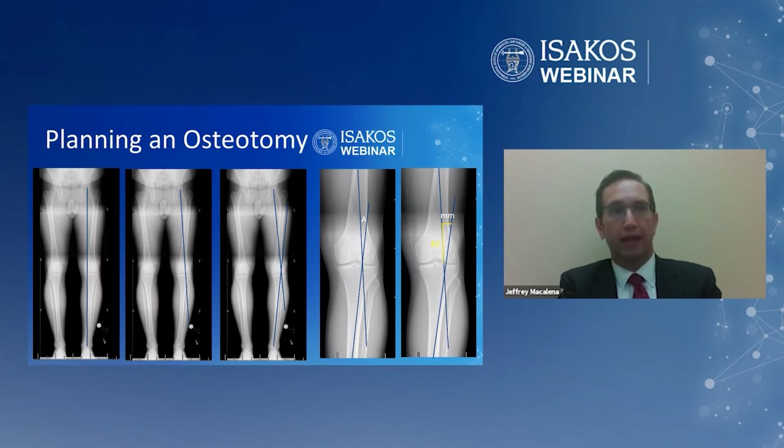Starting on the left side of the screen and working to the right. First, the mechanical axis of the lower extremity, from the center of the femoral head to the center of the ankle joint, shows this patient is clearly in varus. This patient had come to me after 2 prior failed meniscectomies.